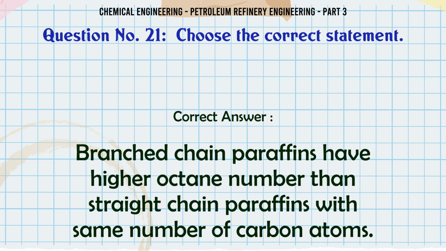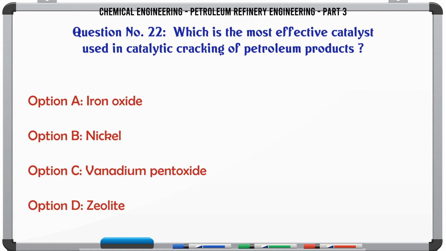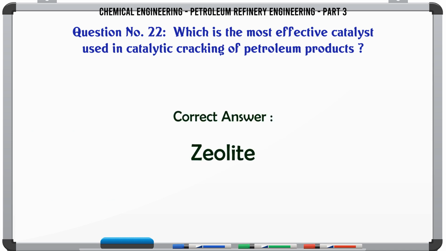Which is the most effective catalyst used in catalytic cracking of petroleum products? A. Iron oxide, B. Nickel, C. Vanadium pentoxide, D. Zeolite. The correct answer is zeolite.